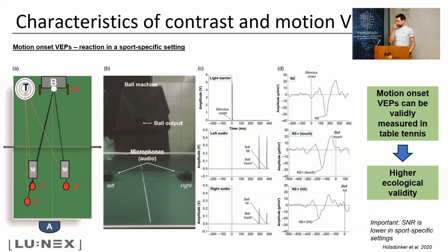So we had this ball machine. In front of the ball machine, we had a light barrier that indicated that now the ball is put out. We had microphones placed on the table that were indicating the ball-table contact, as well as the ball-racket contact, as some kind of response. And then we did the same as before. We tried to identify the motion onset visually evoked potentials, because we have the motion onset here, not the stimuli expanding and contracting, but a ball that was put out by the ball machine, but still it was moving, obviously.